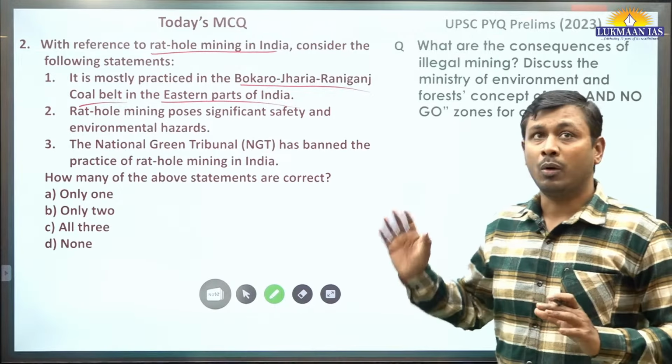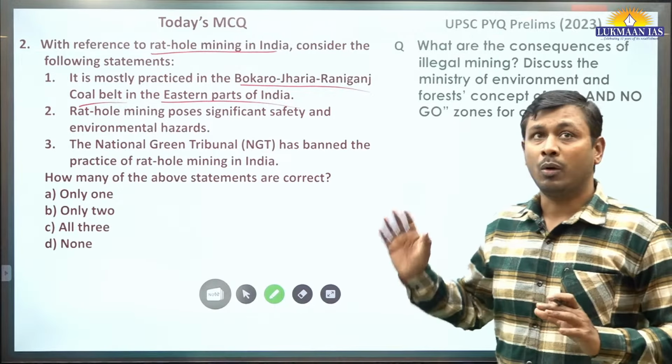Rat hole mining poses significant safety and environmental hazards. Yes, the statement is very much right. Land degradation, deforestation, water pollution, and even risk for the life of the individual person doing the rat hole mining are also problems.